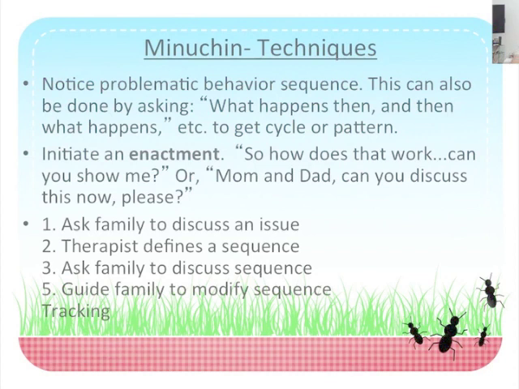I do this by drawing out a behavioral cycle sometimes, where I say, okay, when he does this, then what does she do, and when she does that, what does he do, and vice versa if I'm working with a heterosexual couple.